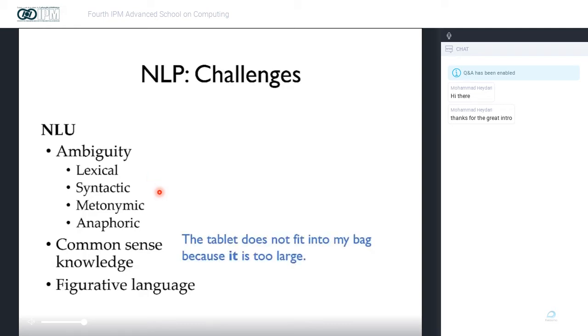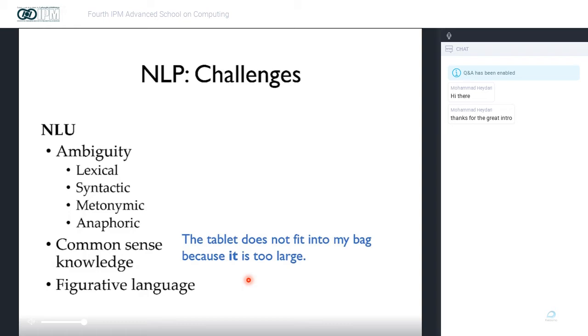The other challenging problem we have in natural language processing is common sense knowledge. For instance, consider this sentence: the tablet does not fit into my bag because it is too large. It is very easy for us to understand that it refers to the tablet and not to the bag. The tablet was too large, so it didn't fit into my bag. To understand this, we need some common sense knowledge. This is a sort of knowledge which is not explicitly encoded in this piece of text. And for this reason, it is very difficult for computers to make such inferences about common sense.